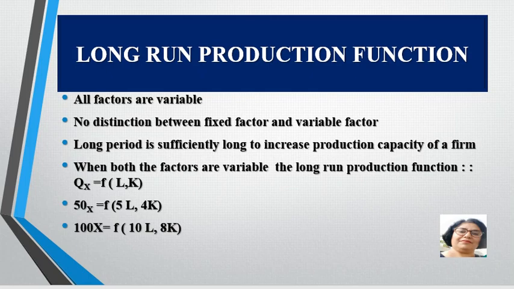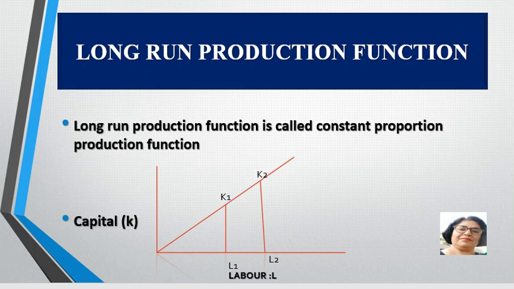Earlier we were producing 50 units of X by using 5 units of labor and 4 units of capital. But if we want to increase the production up to 100, the ratio again will be 5 is to 4. So labor will be 10 and the capital will be 8. In the long run production function, the ratio between the capital and the labor is fixed. Long run production function is also called constant proportion production function.